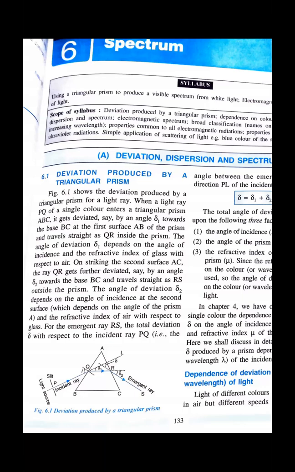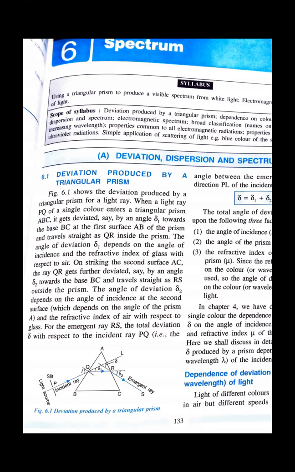Let's start. Deviation produced by a triangular prism. Already we have done this in chapter 1, the first chapter that we did together, the prism chapter, where we did that delta A thing. Figure 6.1 shows the deviation produced by a triangular prism for a light ray. When a light ray PQ of a single color enters a triangular prism ABC, it gets deviated, say by angle delta 1, towards the base BC.